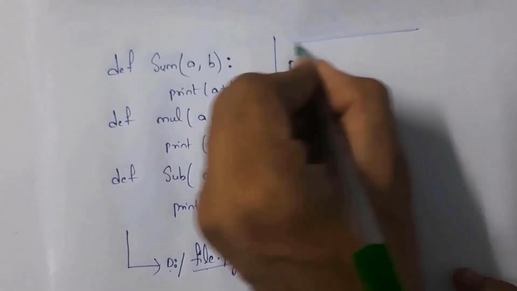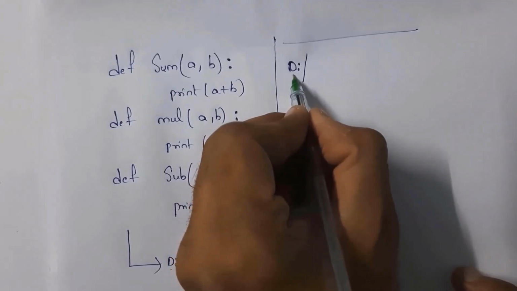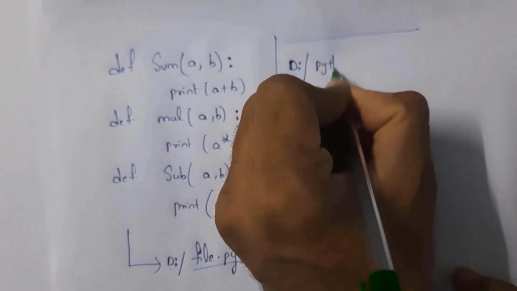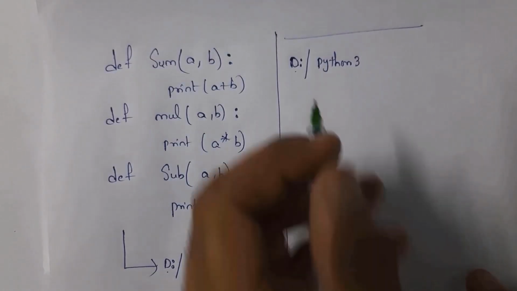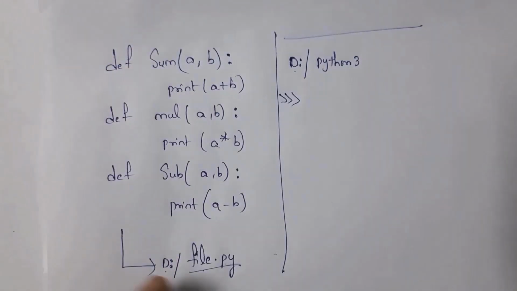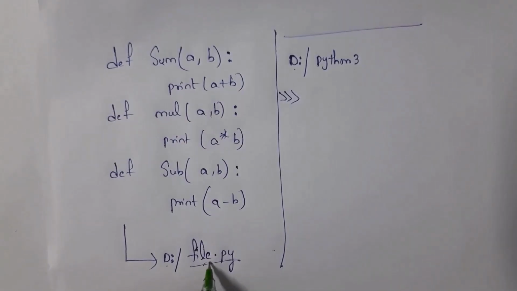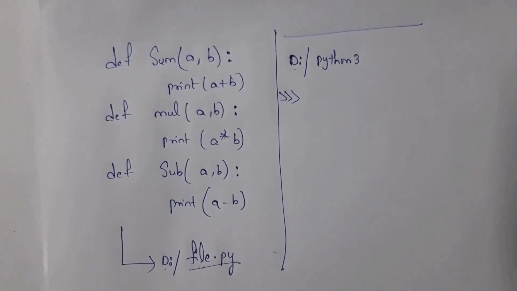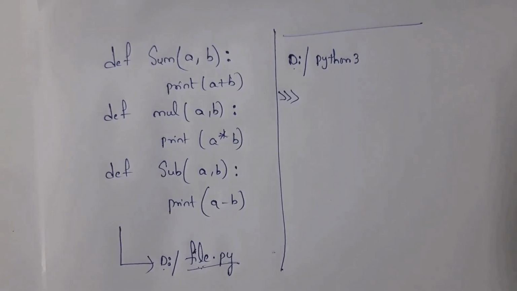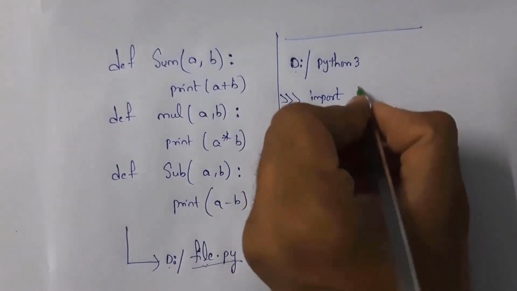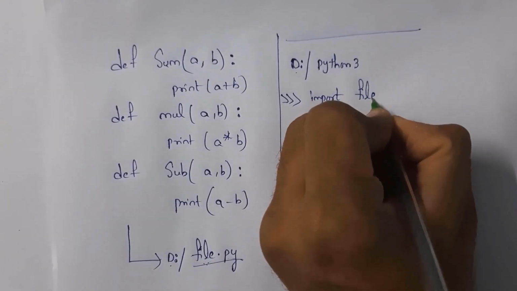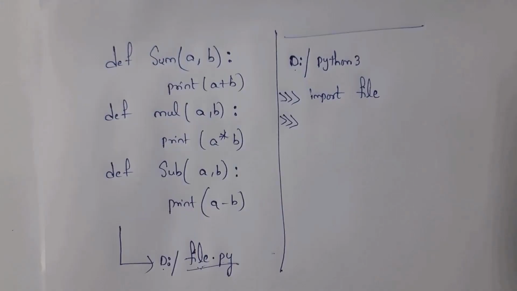I opened the command prompt in the same location, that is local disk D, and typed python3 because at first you need to open Python, and whenever you click enter it will open Python 3. Now we need to import this module. This module name is file.py. By using the import keyword you can import any module, so just write import file. Don't write .py, just write file and click enter. Whenever you click enter it will open the module file.py.